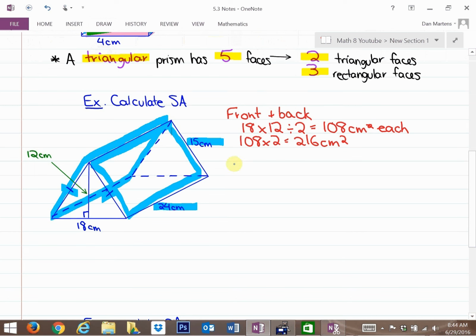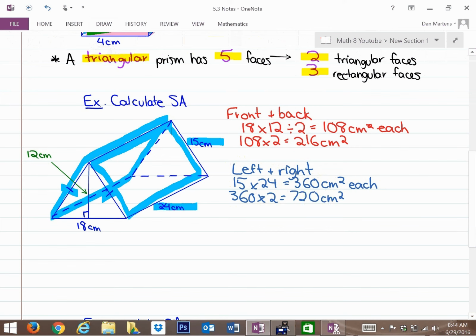So on each one, let me call those in this case the left and right, the left and right are each 15 times 24. 15 times 24 is 360. That's each. So if we times that by 2, we're going to have 720 centimeters squared.